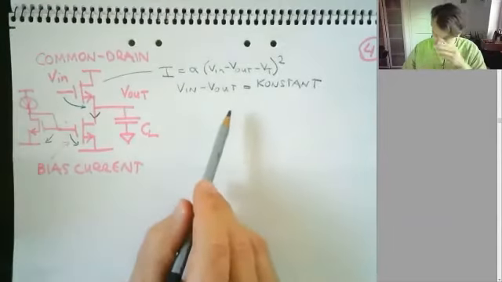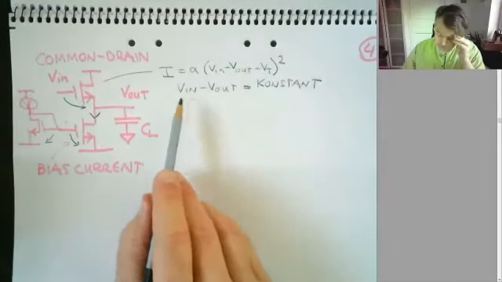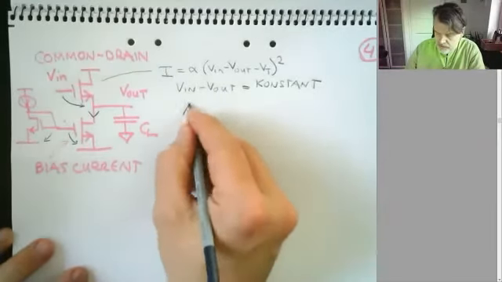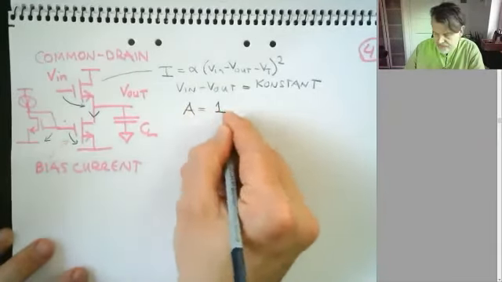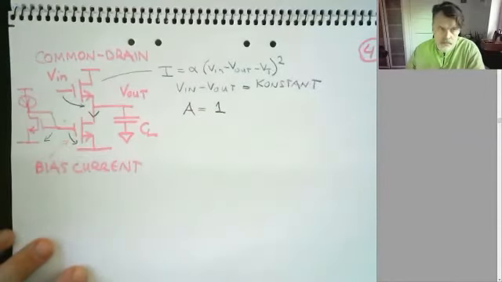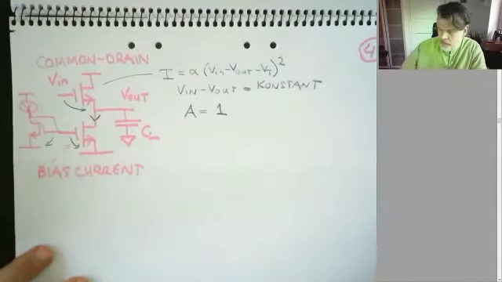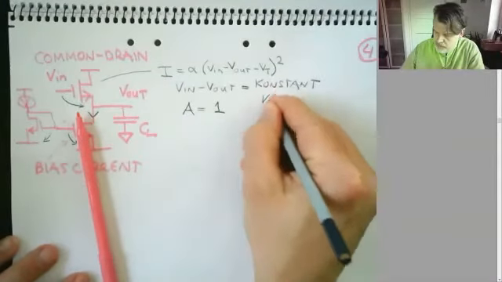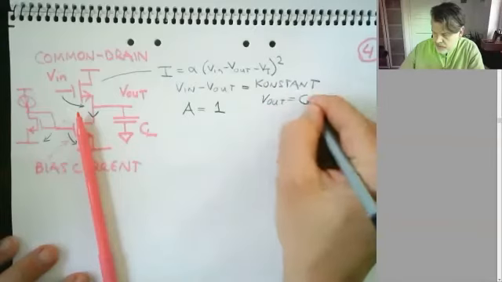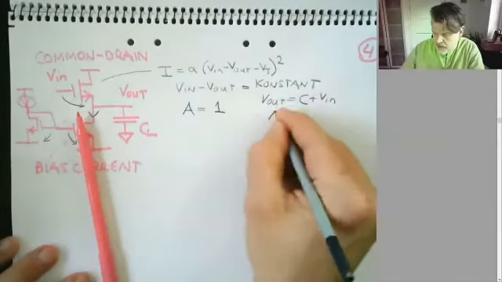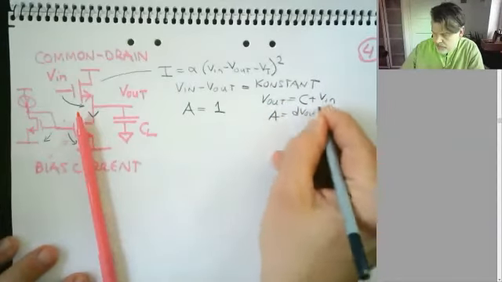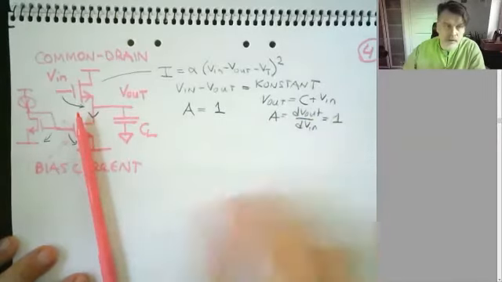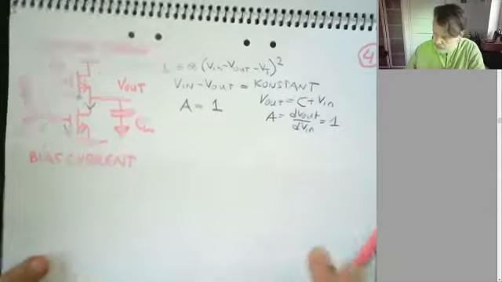And if we look at the maths here, if I want to do a derivation to find the gain, I notice that A must be equal to 1. So if I put V out equal to a constant plus V in, and I do A is equal to dV out over dV in, that's simply going to be 1 according to all possible math rules.